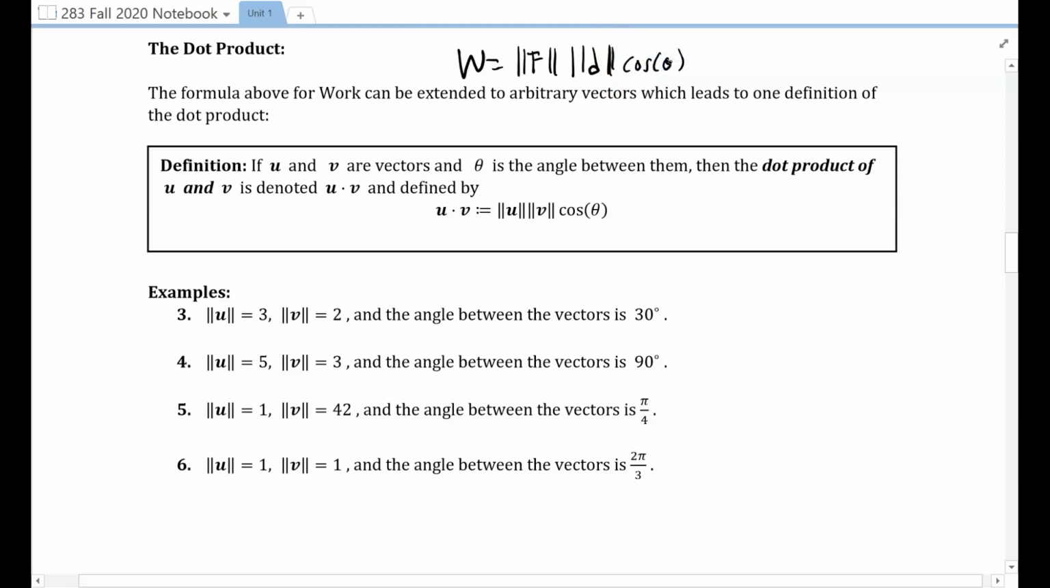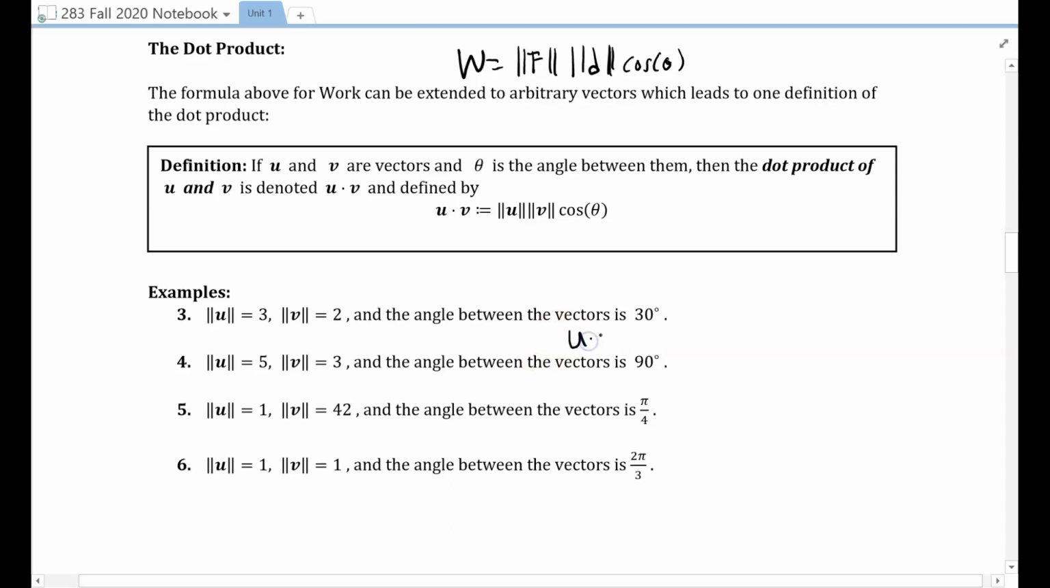We can extend that formula to arbitrary vectors, so if U and V are some two vectors in 2 space or 3 space, and theta is the angle in between them, the dot product of U and V is defined to be the number given by the length of the vector U times the length of the vector V times the cosine of the angle in between. And that number could be positive or negative or even 0. So just a couple quick examples of how to compute some dot products, and then we'll do some more with them after that.